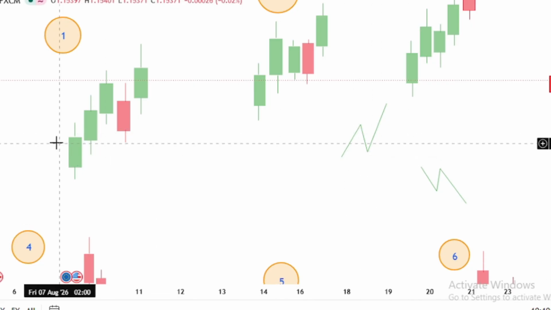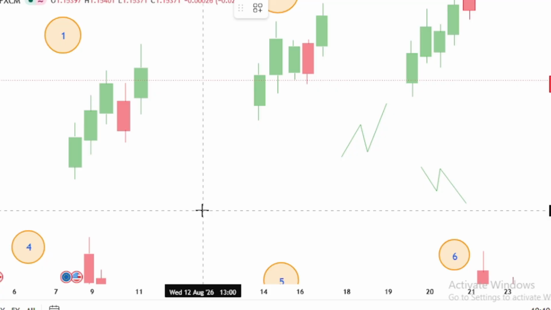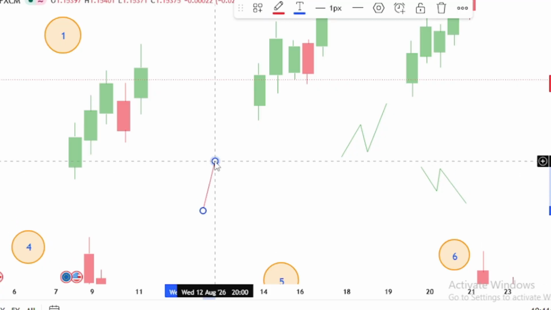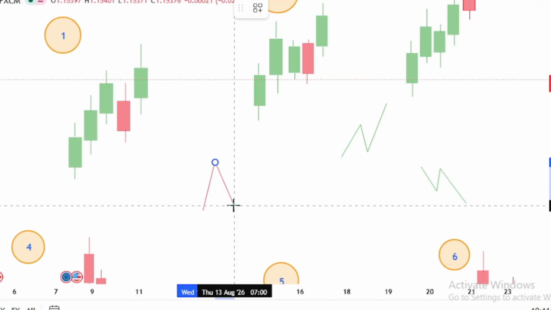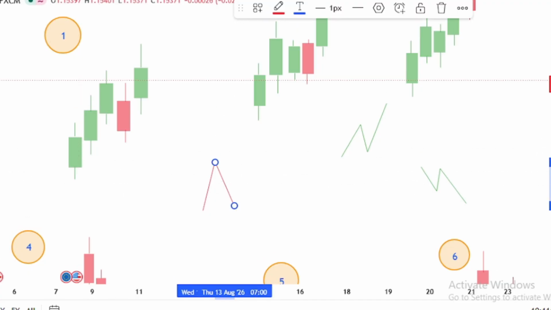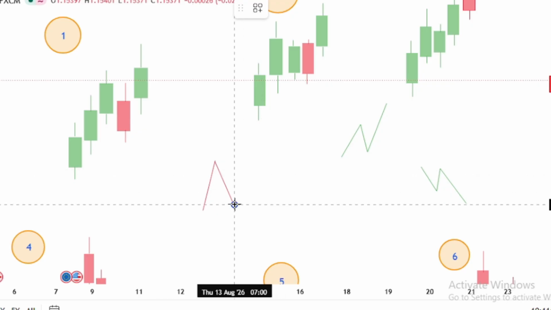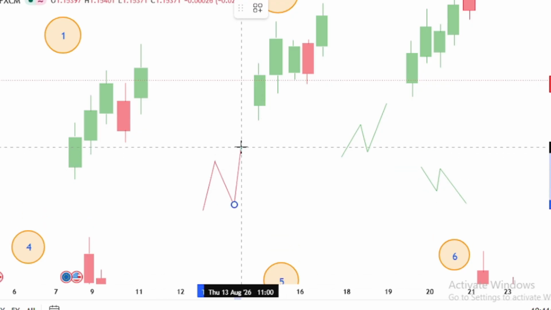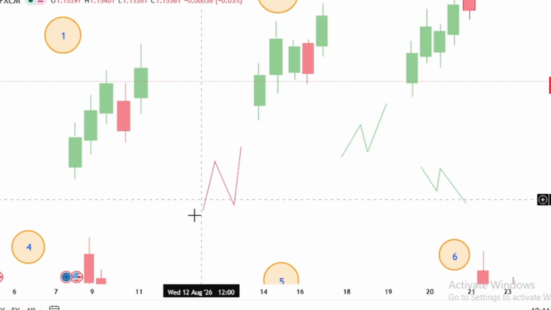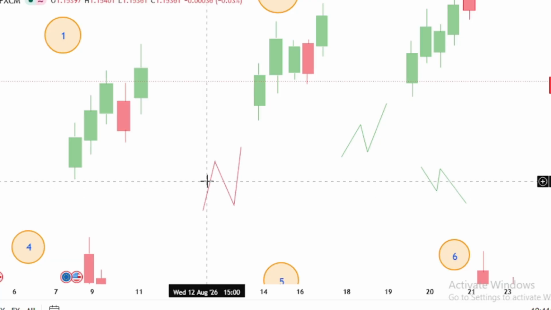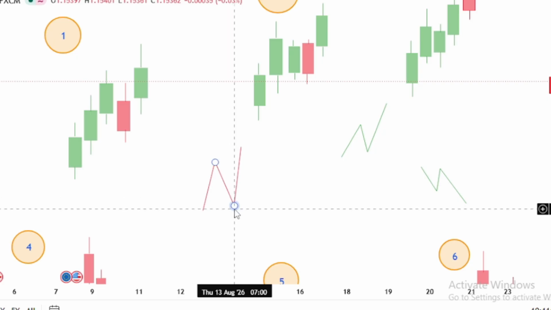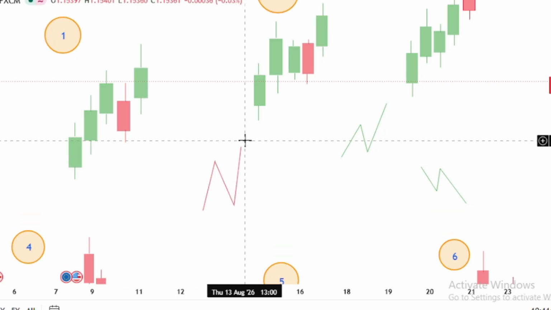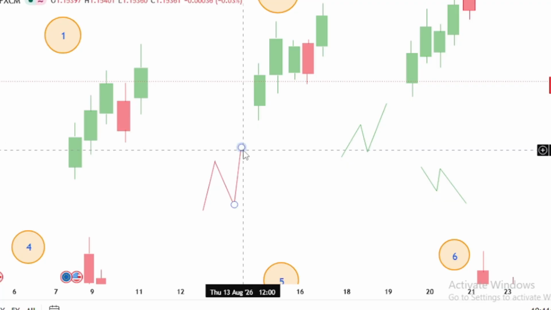We have impulsive move, correction, and continuation. These are the three moves that we have. So this up move is known as the impulsive move. This down one is corrective, and this is the continuation.